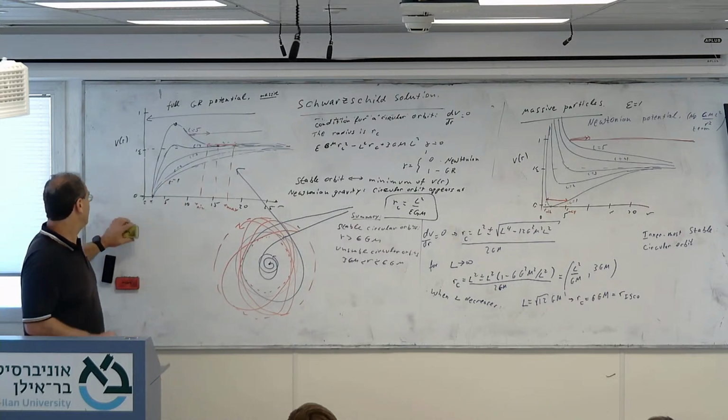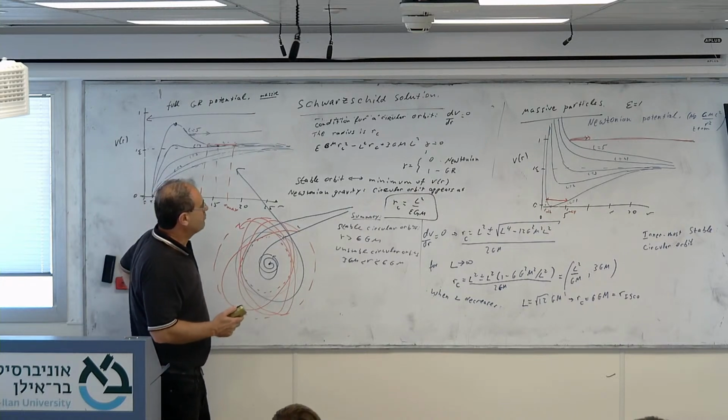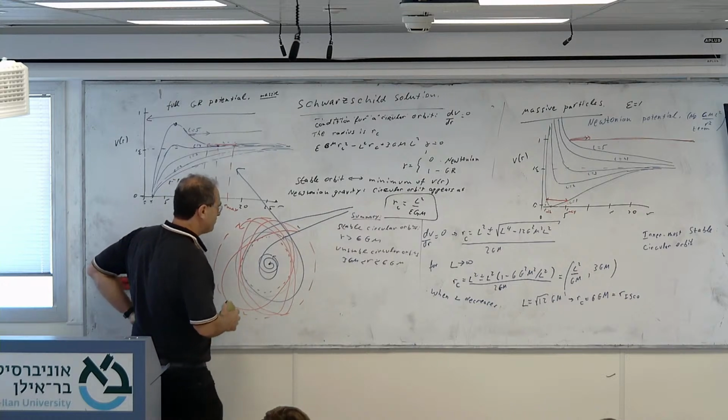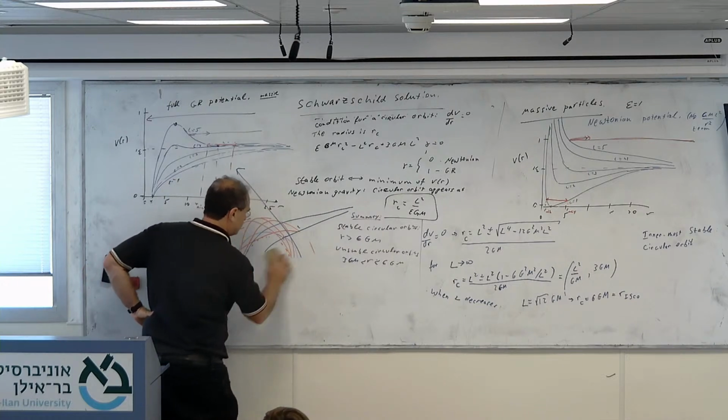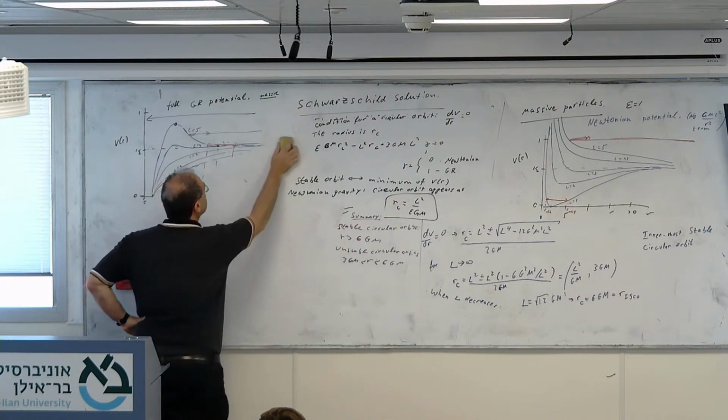Okay, let's move on to our, what am I doing with the time? Let's move on to massless particles, namely photons. These were trajectories of massive particles.